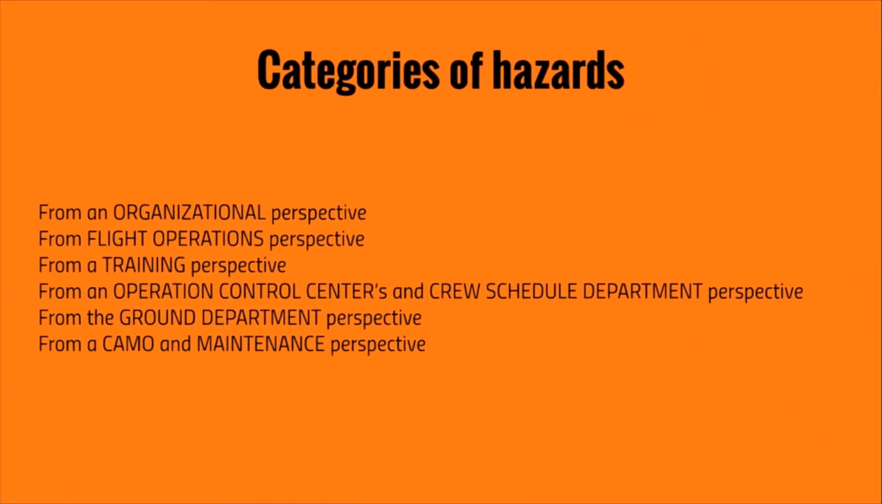The 3 scenarios that were published as amendments on the role of operators' management systems in the COVID-19 recovery phase document categorize the hazards in the following categories. From an organizational perspective. From a flight operations perspective. From a training perspective. From an operation control centers and crew schedule department perspective. From the ground department perspective. From a continuing maintenance perspective. While Table 3 of FTL temporary exemptions under Article 71(1) of the Basic Regulation focuses on FTL exceptions. Let's see some examples now about the recovery phase.